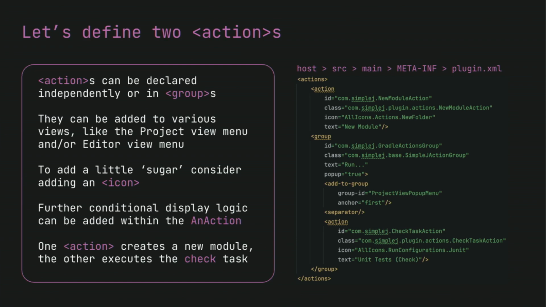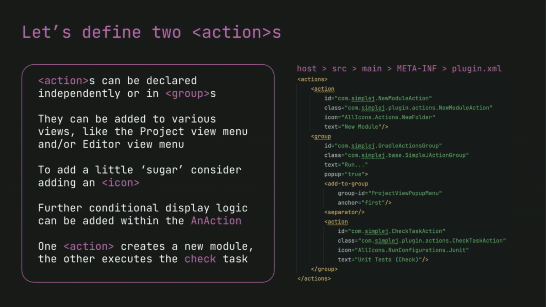So what we're going to do now is define two actions. The first action here is going to be for creating a new module. And the second action that you see down at the bottom is for running the Gradle check task. One thing to highlight is that the top action is not contained within a group, whereas the bottom action is. Actions can be both group lists and within a group.